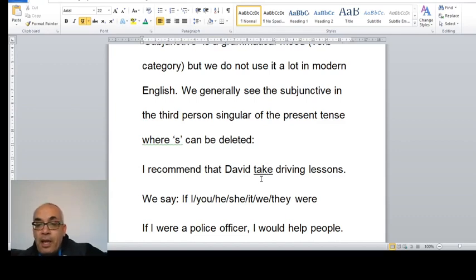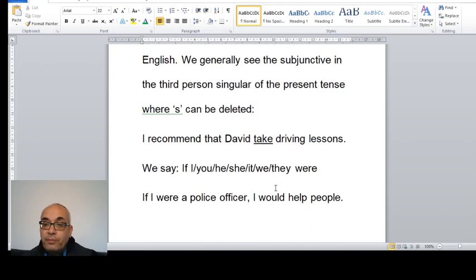So here, because I use the command, after the command I can use a sentence, and this sentence starts with that and then subject and verb. Now I can say David take, or I can say David should take. David take is correct, or David should take is correct. If you want to show you are very good at grammar, you have to say David take, so people think yes, you are good at grammar and you know how to use the subjunctive case.